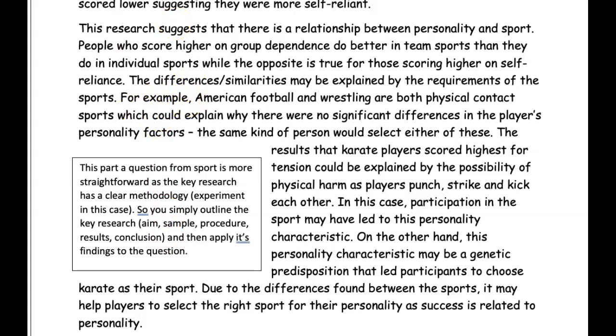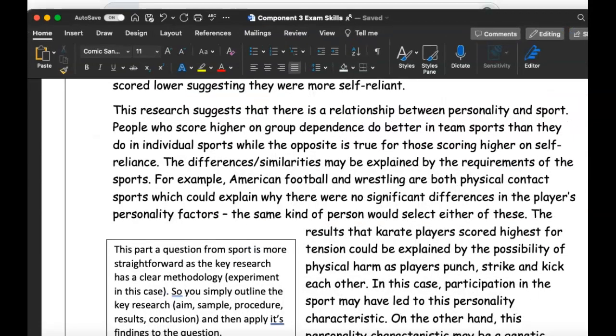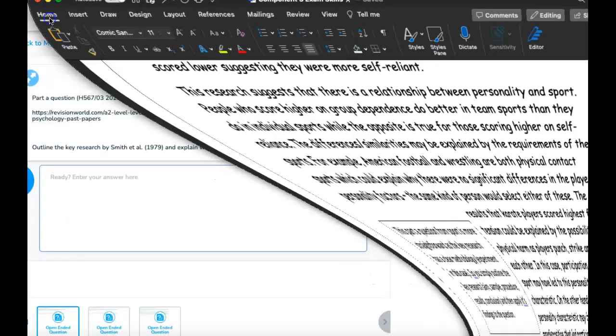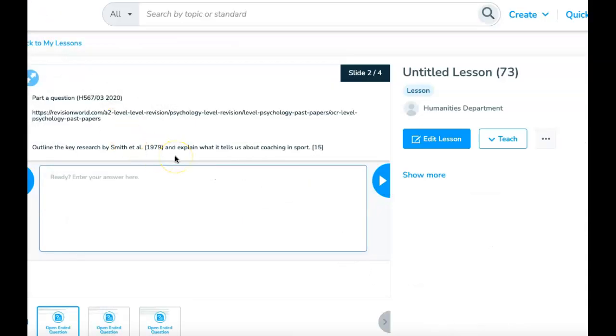Right, what have I given you for the Nearpod then? Let's have a little look. Okay, it would either be crime or sports. Right, we've gone sport with this one. Okay, this is outline the key research by Smith et al. This was from the 2020 paper, and explain what it tells us about coaching in sport. Dead simple again, just tell me all about Smith's study, okay, and then tell me about how it applies to coaching in sport.